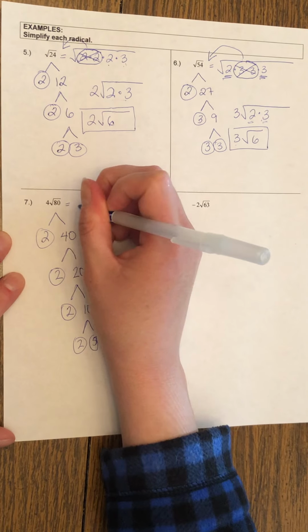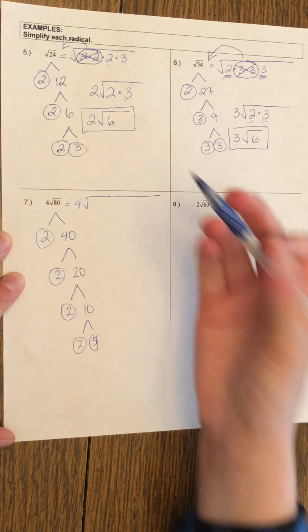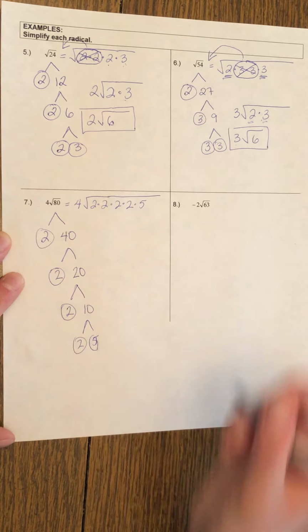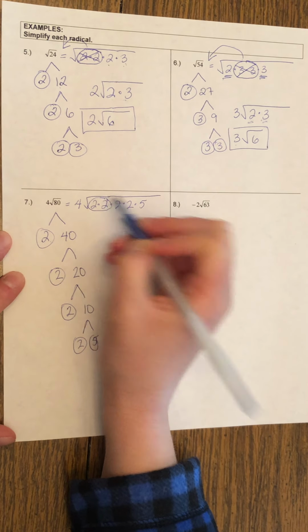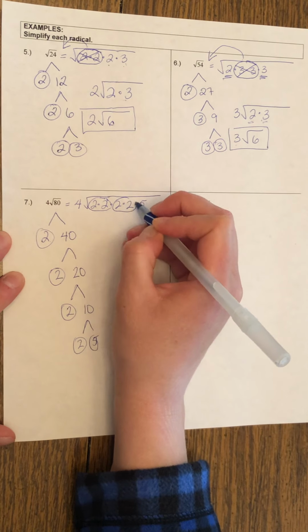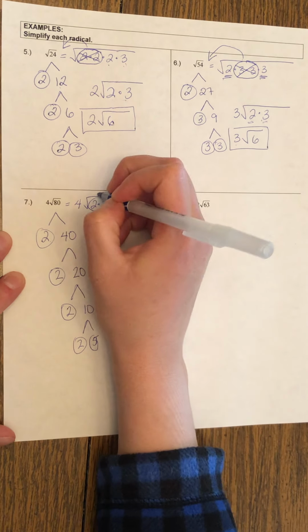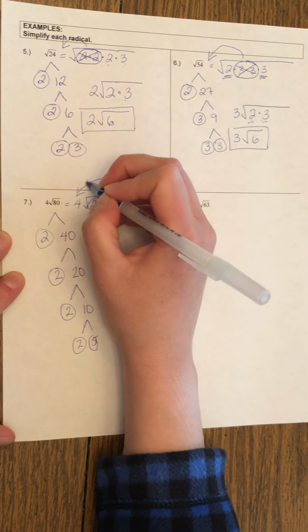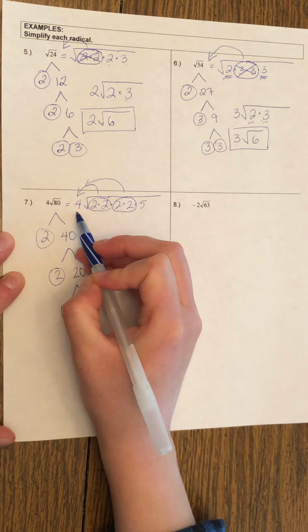So the prime factorization, I'm going to keep the 4 out in front. So I have 1, 2, 3, 4 2's, and then I have a 5. I'm going to find pairs of the same factor under the radical. So I have a pair of 2's and another pair of 2's. The 5 does not have a pair. So I need to bring a 2 from this group out, but I also need to bring a 2 from this group out. So in front of the radical, I have a 4.